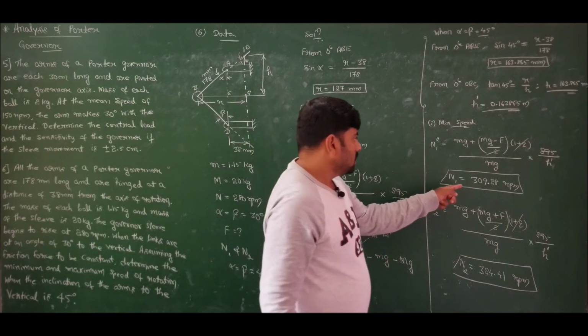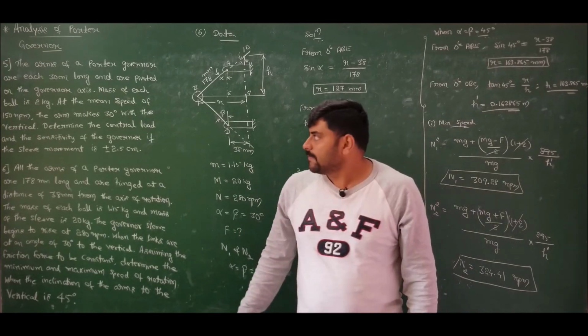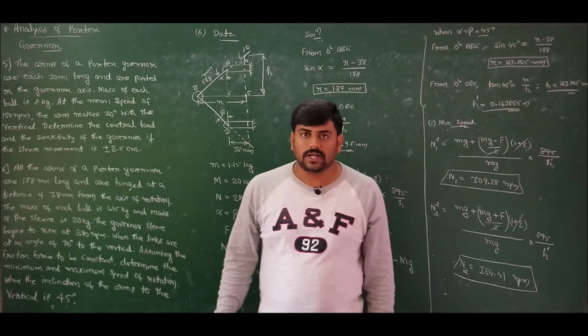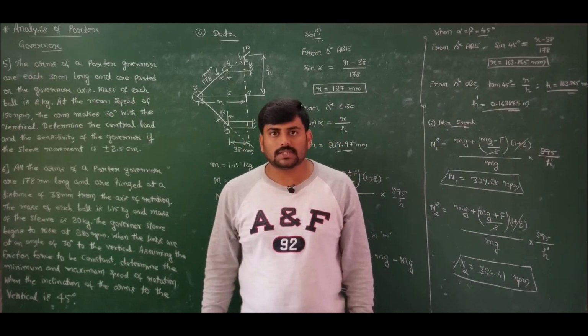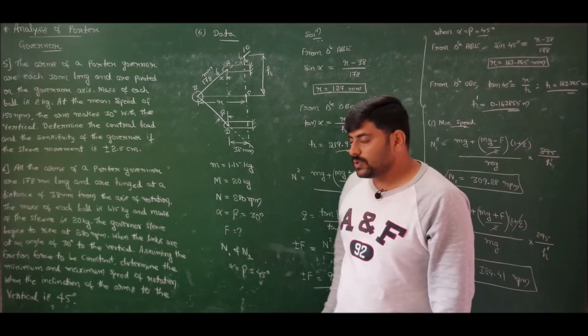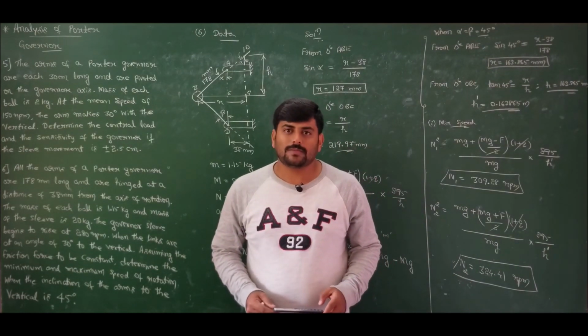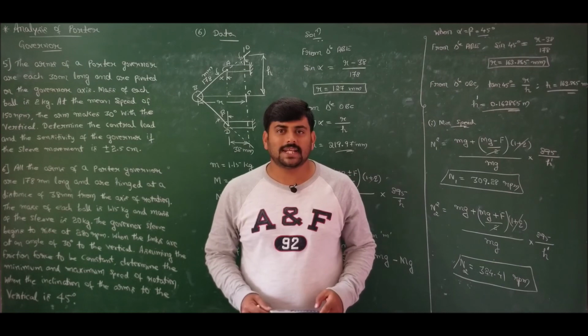Minimum speed is 309.28 rpm when the arms make an angle of 45 degrees with reference to vertical, by considering friction force as constant, which is 9.9 newtons for this problem. This is the complete solution for problem number 6 that's solved from this lecture. Thank you all.